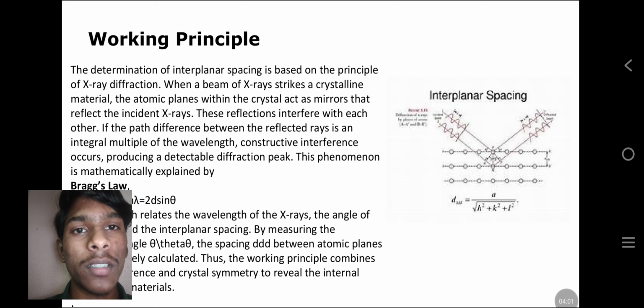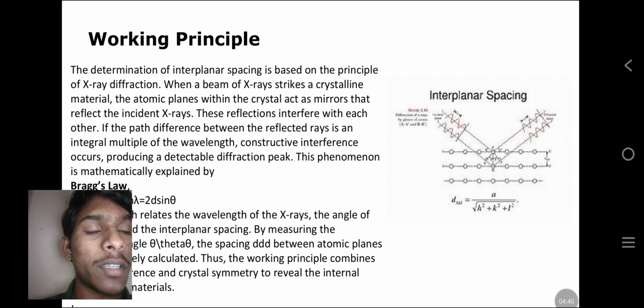This phenomenon is mathematically explained by 2d sin theta, which relates the wavelength of the X-rays, the angle, and the interplanar spacing. By measuring the angle theta, the spacing d between atomic planes can be calculated. This working principle combines interference and crystal symmetry to reveal the internal structure of materials.